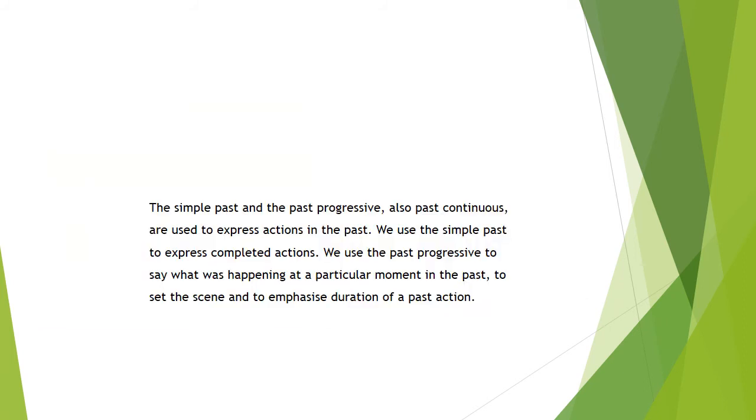The simple past and the past progressive, also past continuous, are used to express actions in the past. We use the simple past to express complete actions. We use the past progressive to say what was happening at a particular moment in the past, to set the scene and to emphasize duration of a past action.